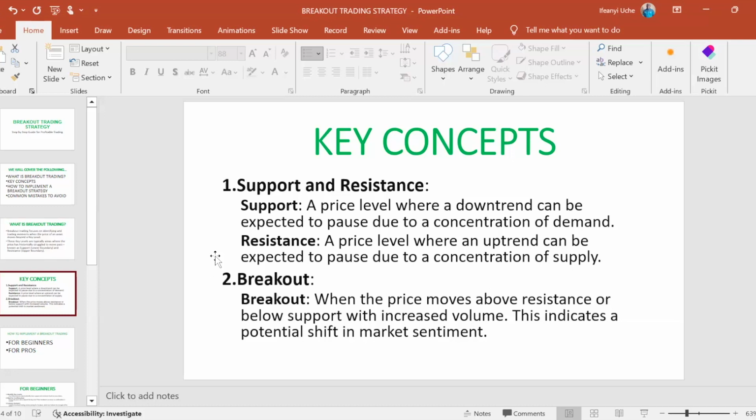While resistance is a price level where, as price is going up, it's expected to pause because of a concentration of supply or selling around that place. That means buyers have purchased enough and they now want to sell.